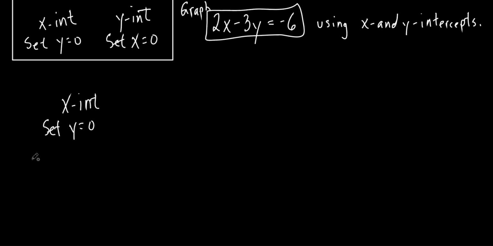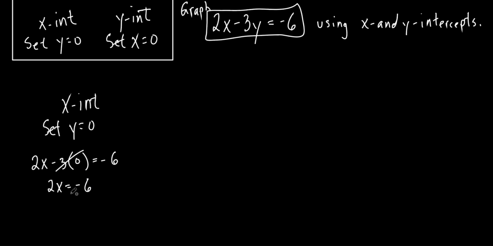What am I going to write first? 2x minus 3 times what? 0 equals -6. And then I'm going to find what x is. And that's going to be my x-intercept. That's where I'm going to put my point on the x-axis. Does that make sense? All right, so what do we do? What's 3 times 0? 0. So really, what do I have? I got 2x equals what? -6.